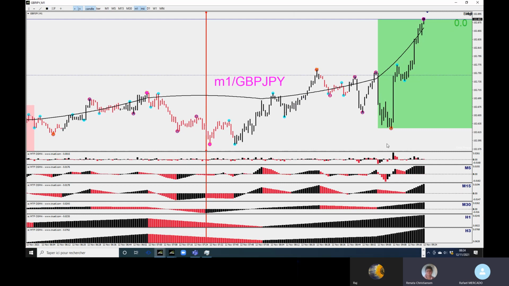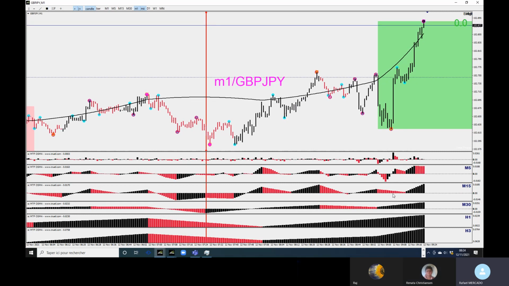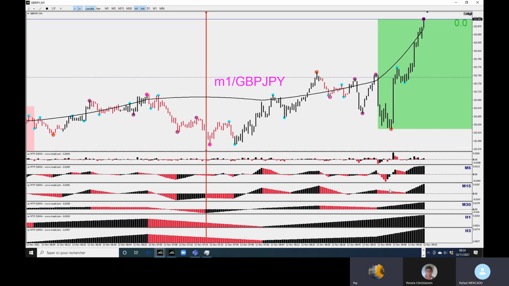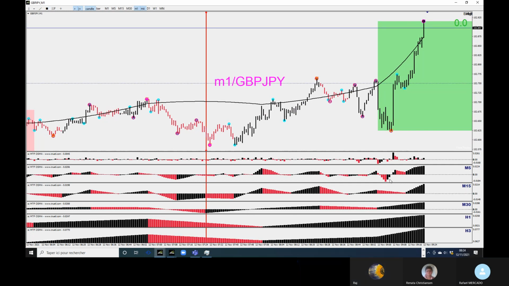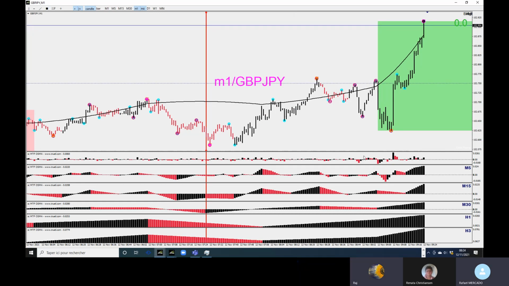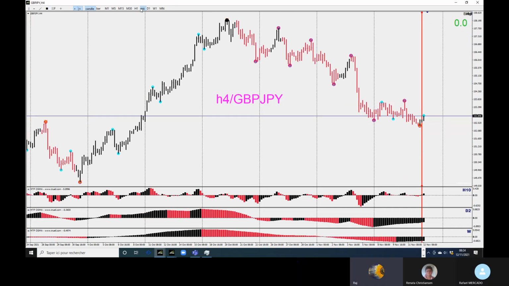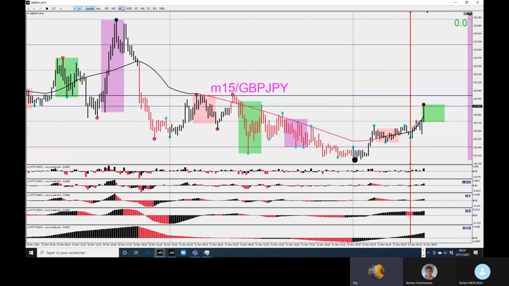And why do you take it here if the M15 is not lining up? We are looking at the higher time frames for your direction. This thing is just shooting up. On the 4 hour, we're looking at the H10. Then on the 15-minute, we're looking for a match on the H3 and the H10 in that direction. And then on the 1 minute, we come down and match everything.